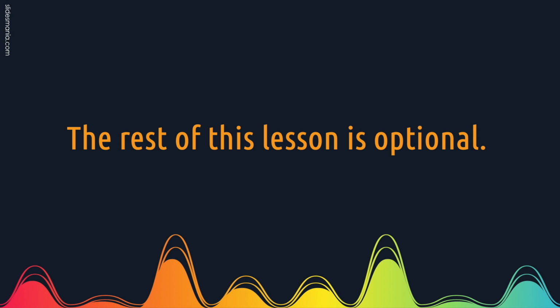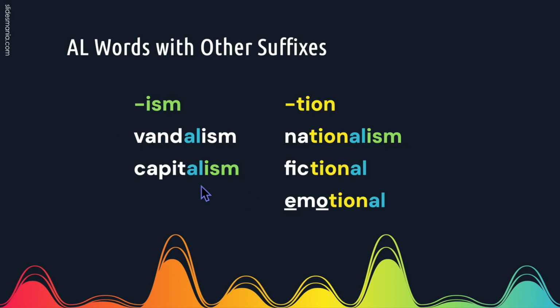The rest of this lesson is optional because it might be confusing for younger students. Besides ly, you can add other suffixes to the end of a root word that ends in AL. For example, this suffix is ism. Sometimes S says Z, and this is an example. So right here we have our root of vandal, and then we can just add ism. So even though the AL doesn't come at the end of the word, it comes at the end of the root before we've added the suffix. So it keeps the muffled sound.